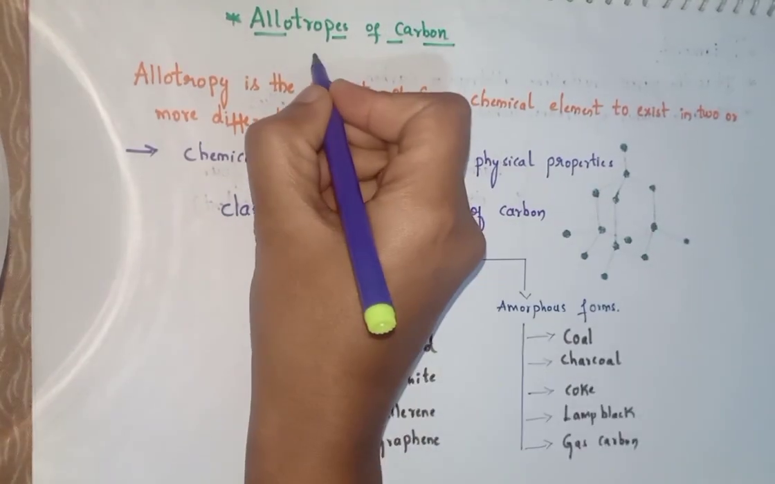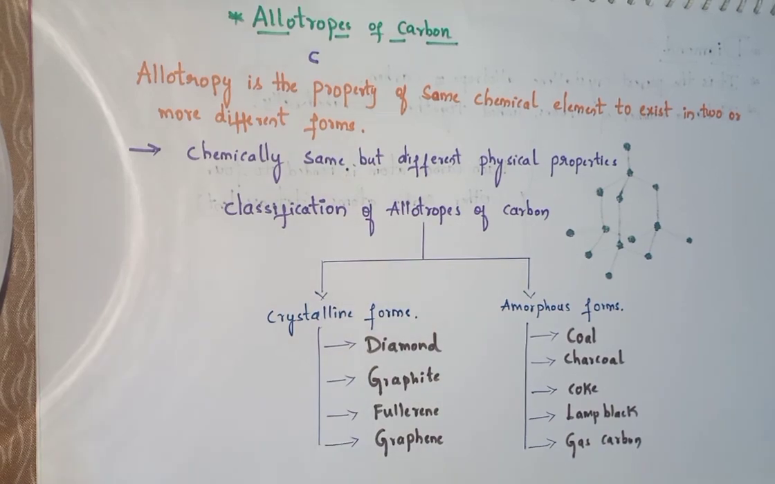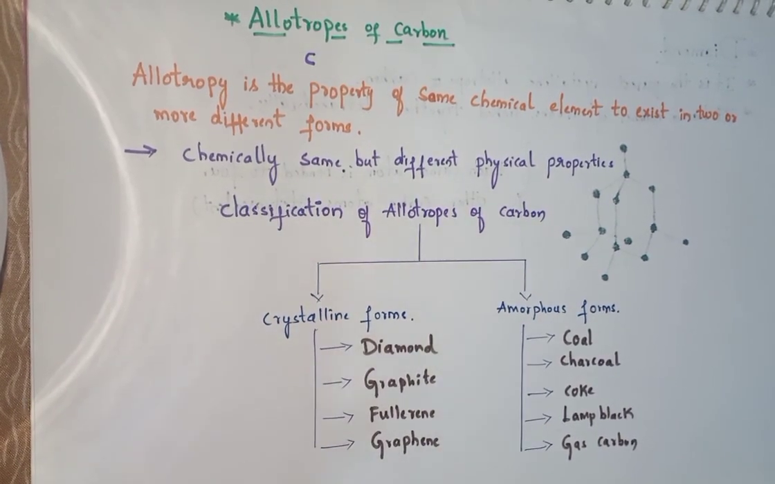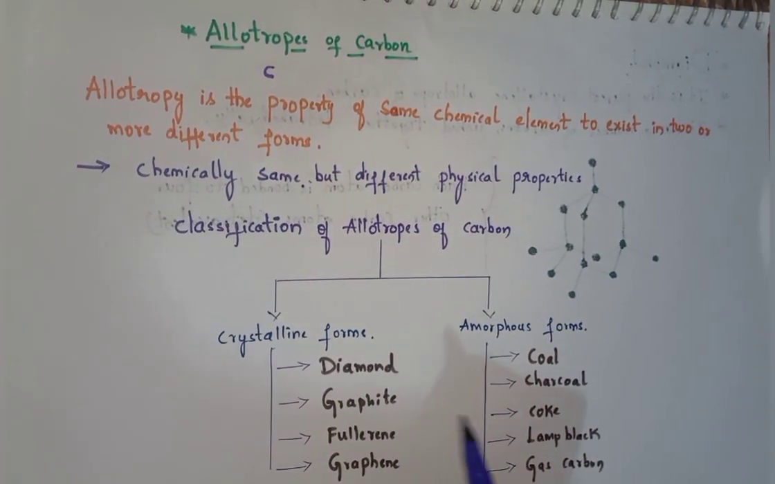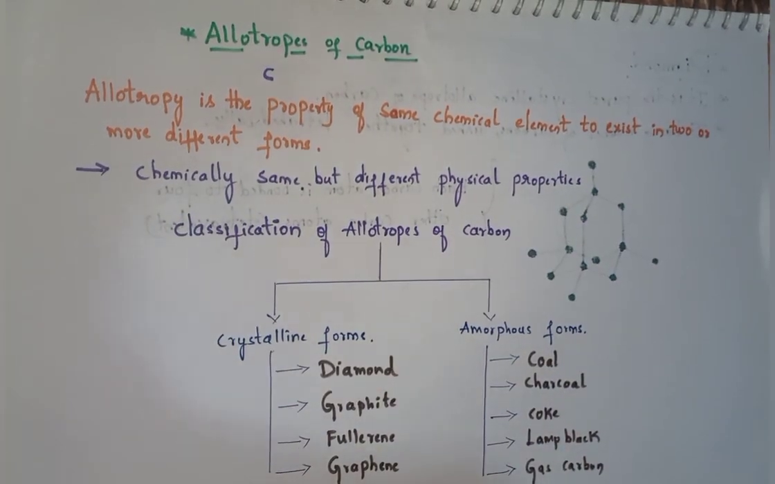So this carbon can exist in two or more different forms. That means they will be chemically the same, but different physical properties will be there. So consider the example here. Diamond and graphite are allotropes of carbon. They are entirely made up of carbon itself.